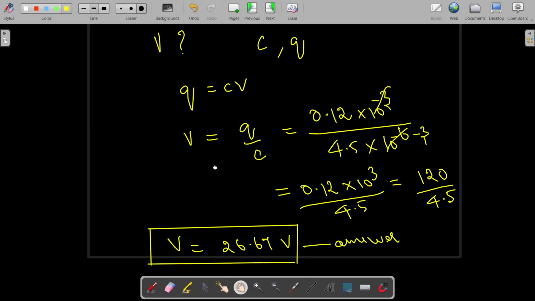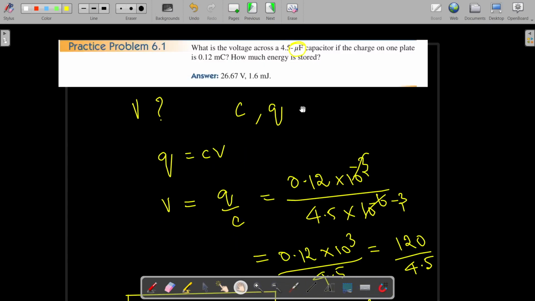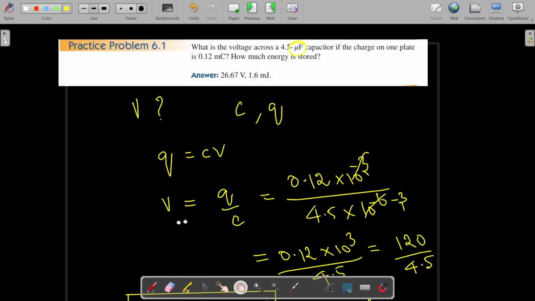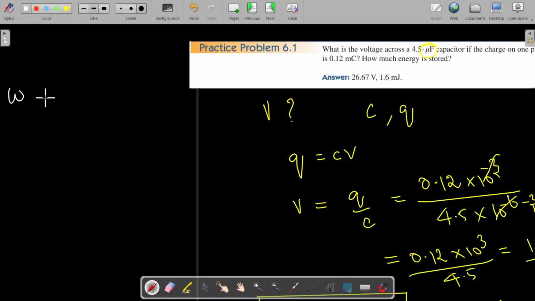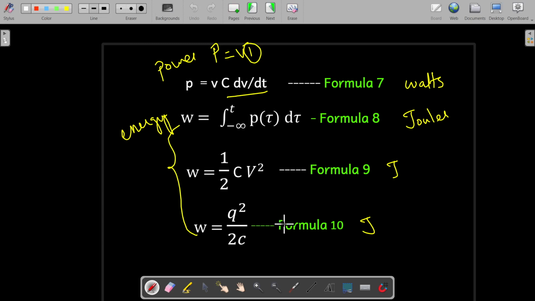Now we move on to the second subdivision. What is asked? How much energy is stored? So it is related to energy. What is the formula related to this? W is energy. Q and C are given, so the formula is Q squared by 2C. This is the 10th formula.